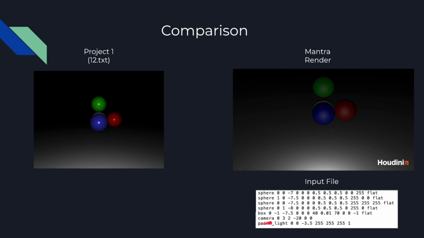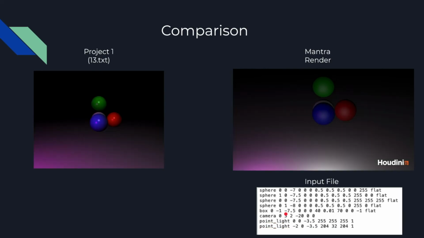And then we have the camera with its position, and it's kind of angled down. And we have the point light, its position is right over here, and it has a white light with 1 intensity. So for this render, we just add another point light right here. It's a purplish point light. As you can see here, offset -2 in the x, so it's over here. And these are the RGB values that make it purple.